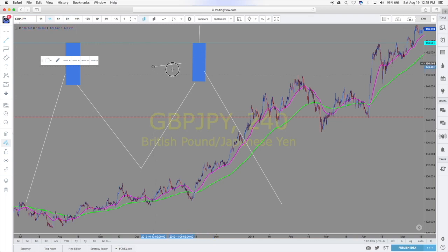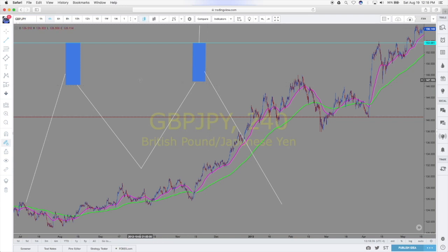The body of this candle cannot close above the body of this candle. If it does, it is not a double top. The wicks could be as long as possible, it doesn't matter about the wicks. We're literally just talking about the bodies. So this body here cannot close above the body of this. If it does close above it, it's not a double top.